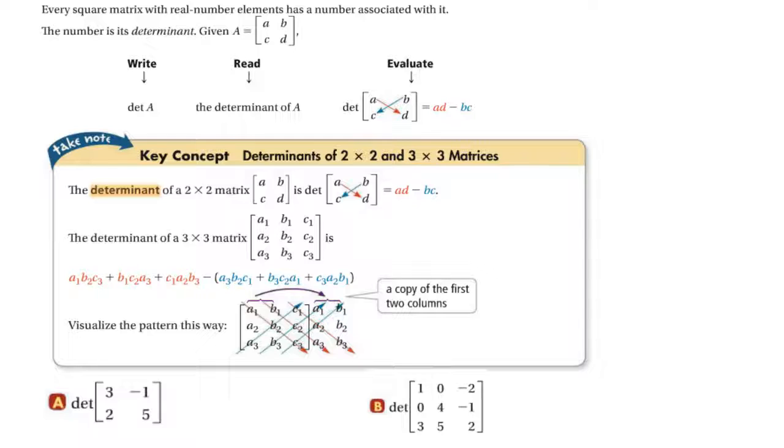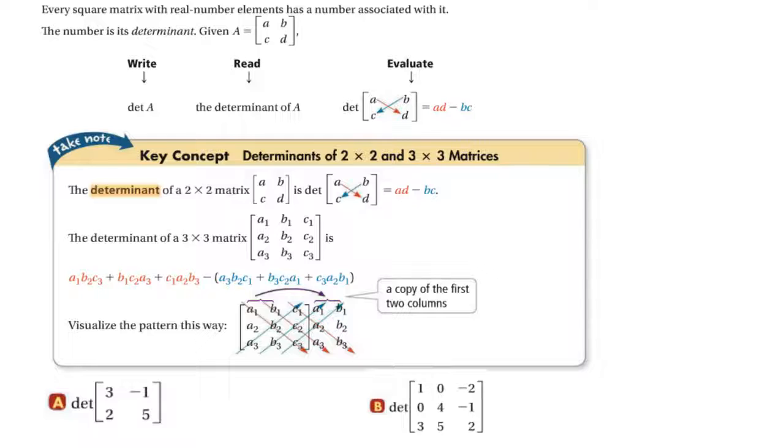When you have a 3 by 3, it's a little bit more complicated, and there's a couple different ways to do it. I'm just going to show you this way, which requires you to copy the whole first column outside the matrix, copy the whole second column outside the matrix. Then you're going to take the main diagonals going this way, find their products and add them together, and then subtract the sum of the other diagonals going the other direction that are all added together as well. So we'll start off with a 2 by 2.